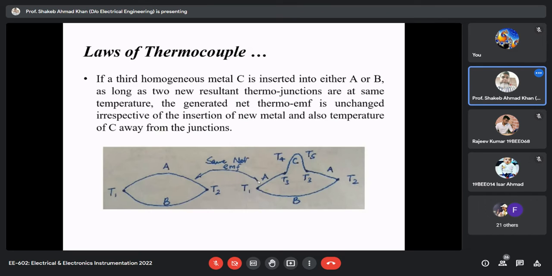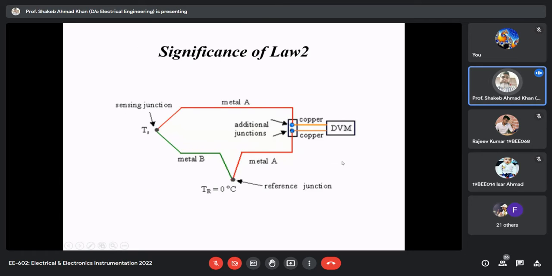Now you see the significance of this law that I try to explain in this diagram. This is your sensing junction, your measurement junction, the thermocouple, which is made up of metal A and metal B. This is your metal B, this is your metal A, and this is again another junction between the original thermocouple metals A and B. This is, suppose, the reference junction. This is your measurement junction.